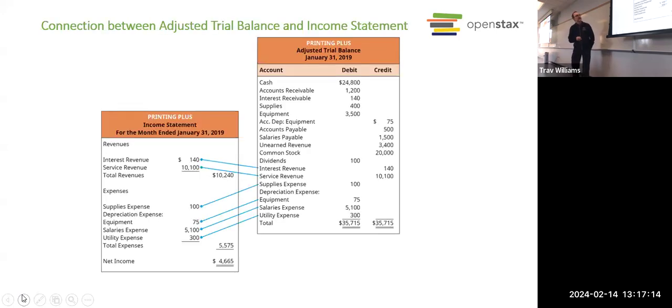Okay, now, this just shows where that information came from. So all of that information that's on the income statement came from the trial balance. These are the revenue accounts, and these are the expense accounts. They're always the last accounts on the trial balance. So it's pretty easy to make the income statement if you already have the trial balance, right?